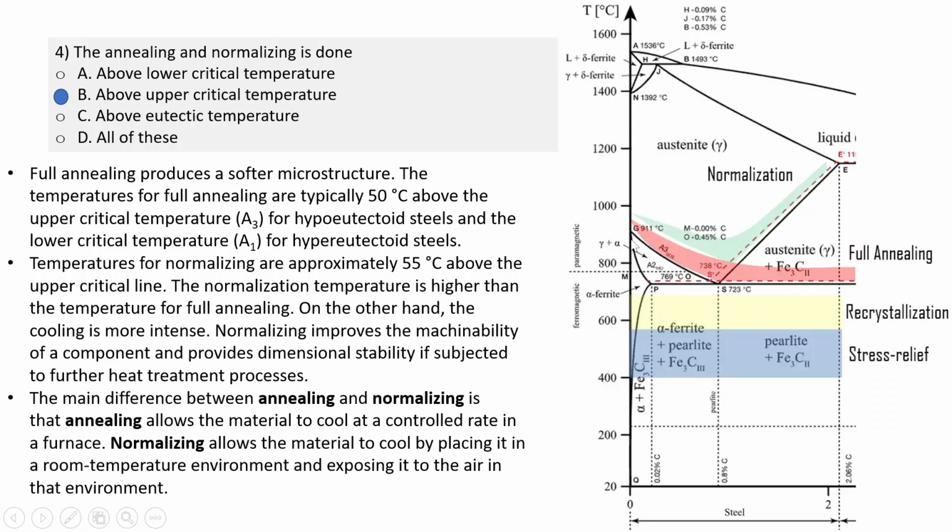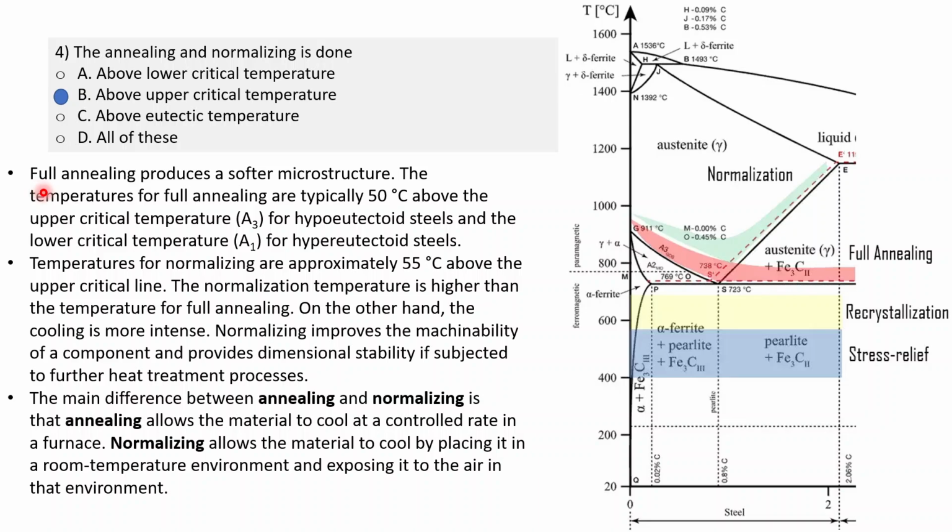So the correct answer will be above upper critical temperature, and your eutectic temperature here corresponds to this line. Above this you will be having liquid as well, so you never go into the liquid phase in case of annealing and normalizing. These heat treatments always deal with the solid alloy.